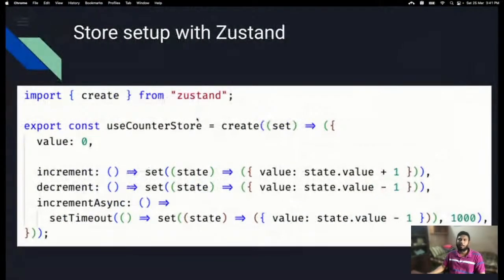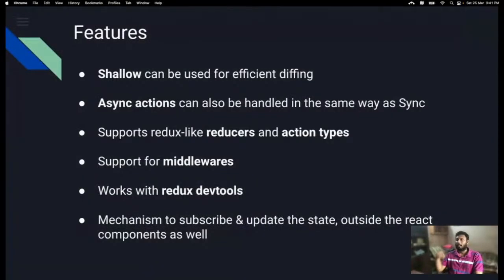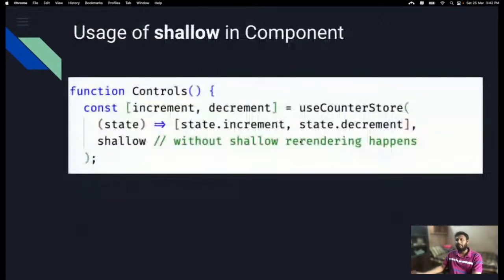So let's go to the slides part, as we have covered different things. These are the features which I have listed and which you might be using 80% of the time in your projects. One is shallow, which we have already seen. Then the asynchronous actions, and we have Redux-like reducers and action types, middlewares, the dev tools, and a mechanism to subscribe and update the state.